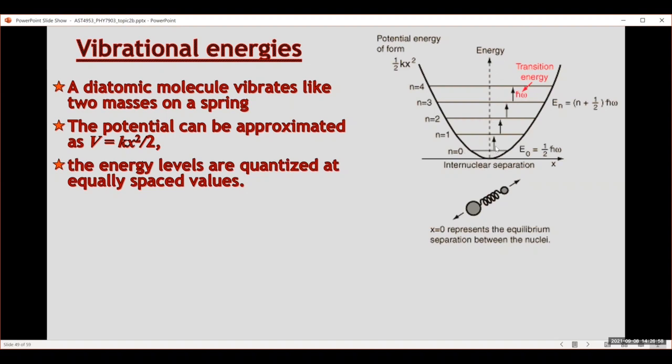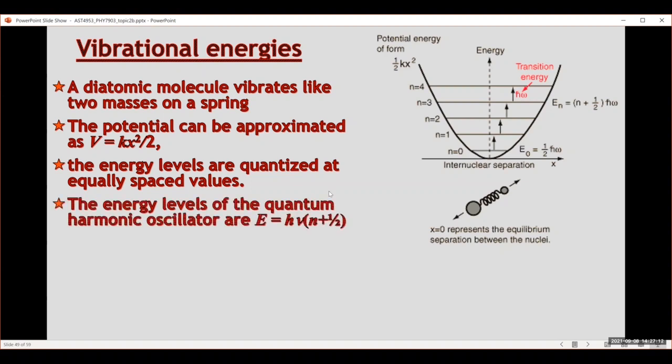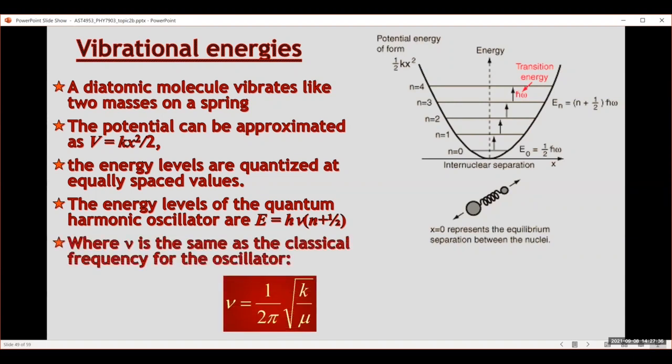When it's lowest down here, we have n equals 0 and it's in its ground state. Here we have n equals 1 and the energy is going to be 3/2 h nu. E equals h nu. In this case, I'm using h nu rather than h bar omega. They're somewhat interchangeable since the relationship between nu for frequency and omega for angular frequency is just 2 pi. In this case, nu is the same as for a classical oscillator, so we just apply that to our spring.